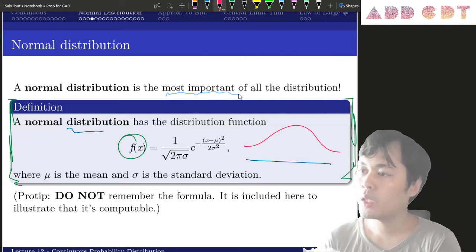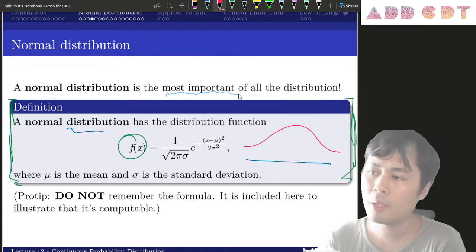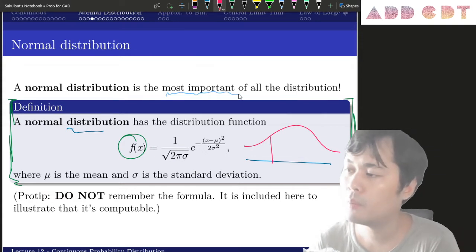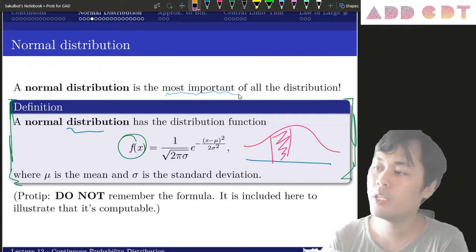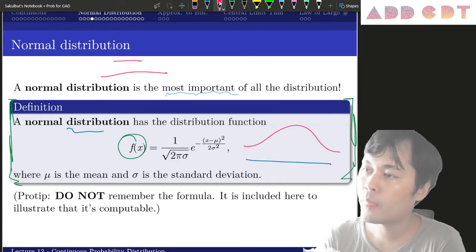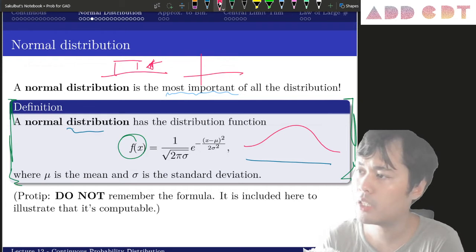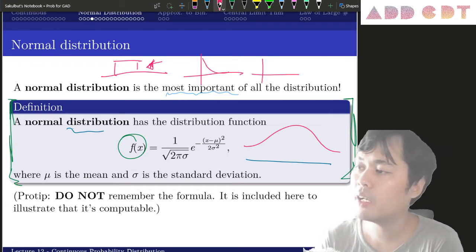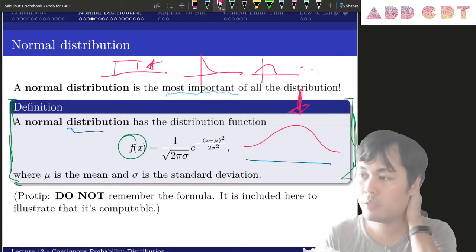When we talk about the probability of something happening, we talk about the area under this curve. The normal distribution is no different than what we have there. That's the most basic case, which is the uniform case. We may have an exponential, a parabola, or whatever. But this special one is called a normal distribution.